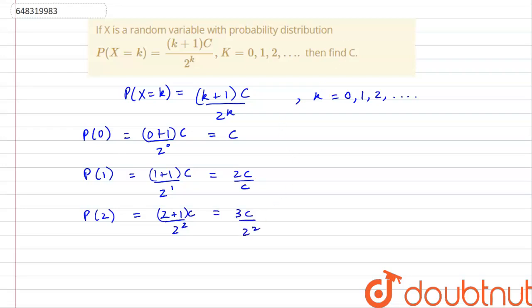Similarly, we can see a pattern: the probability of 3 would be, we just directly write this, 4c divided by 2 to the power 3. This is how the pattern goes.